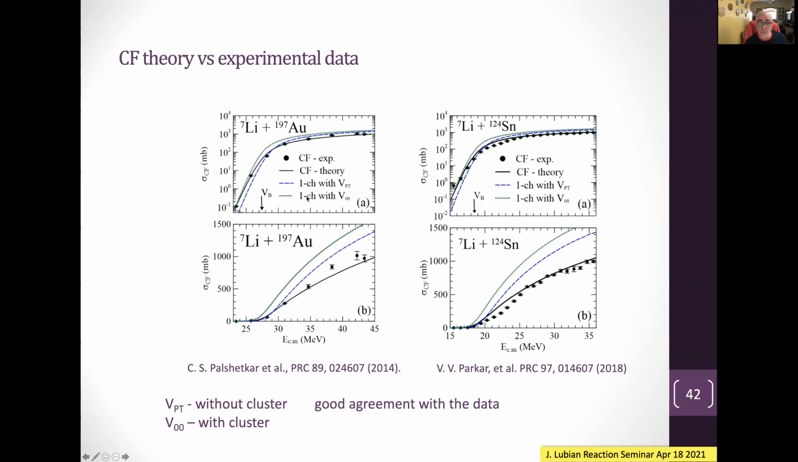But if you use the V00, that is the potential that is obtained by the folding in the ground state of each fragment with the target projectile, you see that you have hindrance in the whole energy interval, and at the very low energy, they completely coincide. There is no effect below the barrier. So the effect of the breakup is to hinder the fusion cross-section not only above the barrier, but also below the barrier.